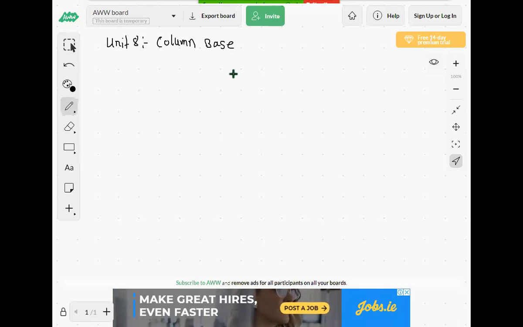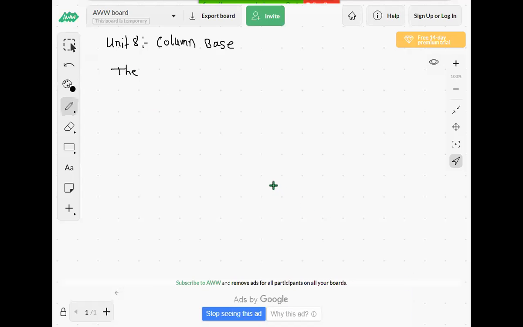So there are two types of column base. But before that, first write down the definition of column base, because one MCQ will be asked on this definition in the examination.